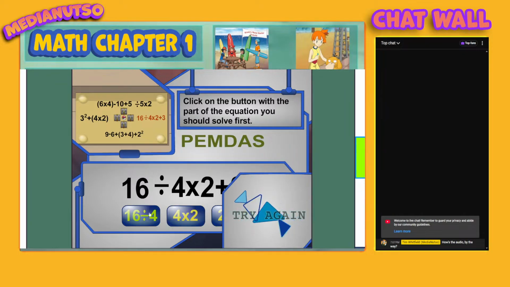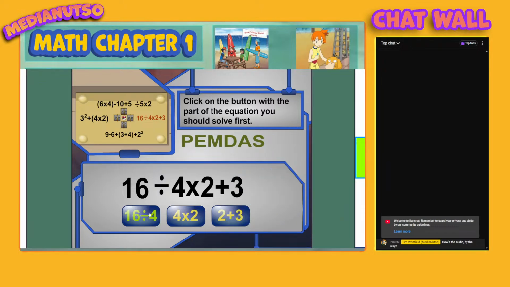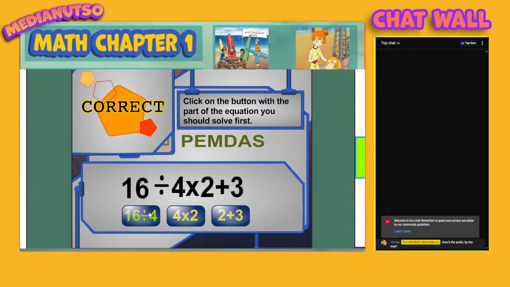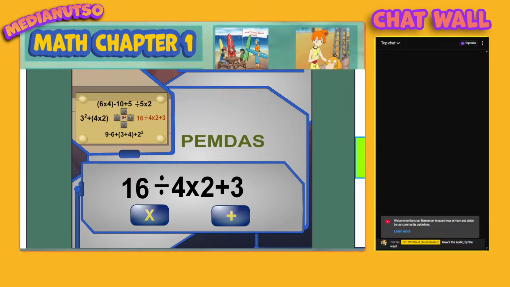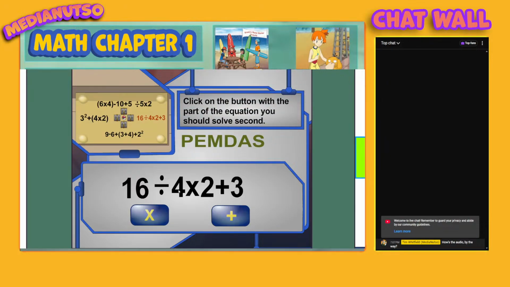Well, you're right that multiplication or division come next. But go left to right. 16 divided by 4 goes first. Because it's a multiplication or division sign, and it's furthest to the left. Now highlight and click on the part of the problem to solve next.